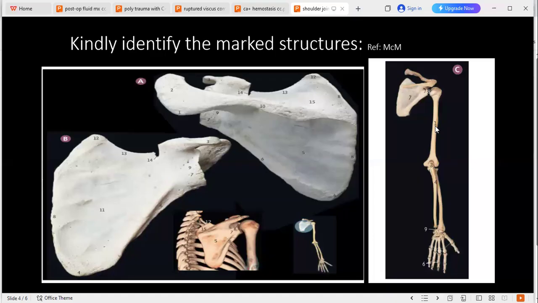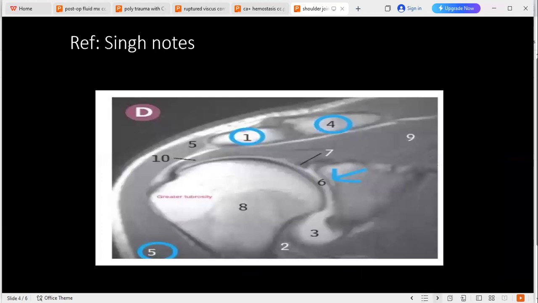Pectoralis major muscle origin has two heads: the clavicular head from the anterior border of the medial third of the clavicle, and the sternocostal head from the anterior surface of the sternum and upper six ribs. What is the nerve supply of pectoralis major muscle? Medial and lateral pectoral nerves.